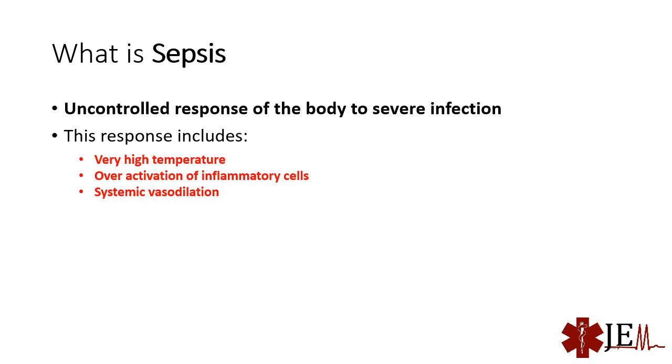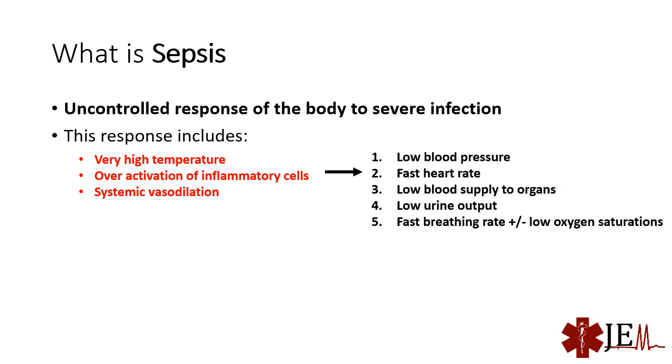Now, let's consider sepsis. So if this response becomes uncontrolled, we have a very high temperature, overactivation of inflammatory cells, which then leads to not just local vasodilation, but systemic vasodilation. So widening of blood vessels throughout the body. This is dangerous because this can lead to further issues. So systemic vasodilation caused by that overactivation of inflammatory cells will lower the blood pressure. So if you've got a system of pipes which you've just doubled the size of, you're going to get a lower pressure running through those pipes. And that's essentially what's happened here.